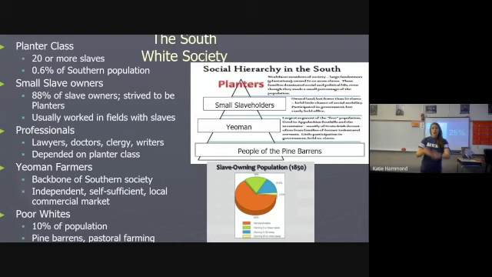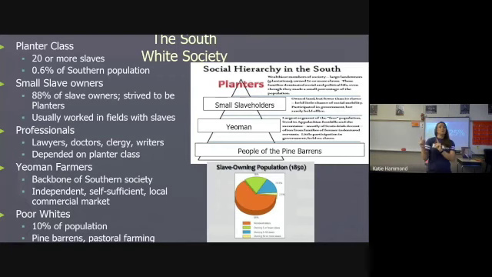So if you own 20 slaves at least, you are a planter. If you owned 19 or less, you're called a small slaveholder. These tend to be younger white males, because maybe if you're younger, you don't have as much money. So maybe you want to have 20 slaves and be a planter and be in that little class, but you're not there yet. You're a small slaveholder. Those two mean you own slaves.